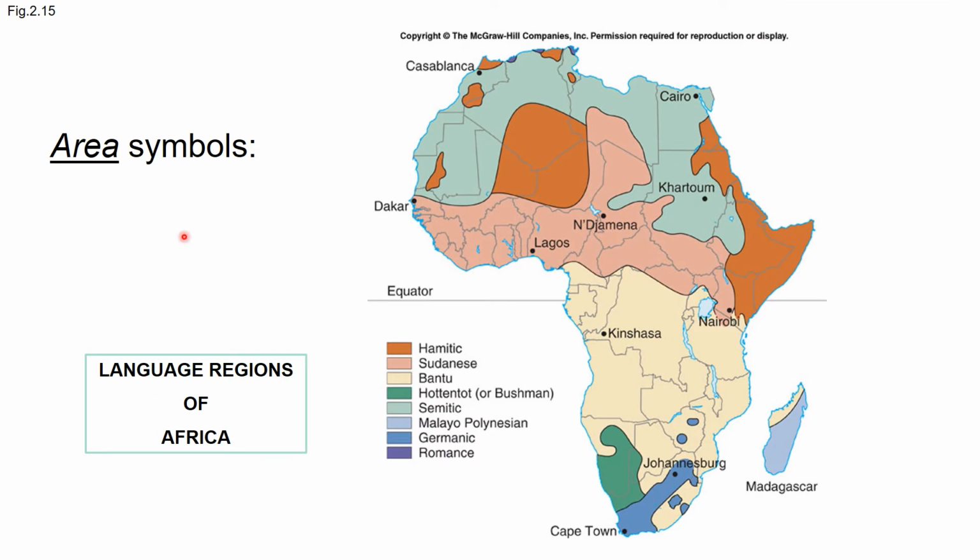How about areal symbolization? In your textbook, you have this map of the language regions of Africa. Now, on the thematic maps discussion board, a lot of students are going to make the mistake and call this a choropleth map. It is not a choropleth map. It has colors, doesn't it? Yes, but that's not what a choropleth map is.